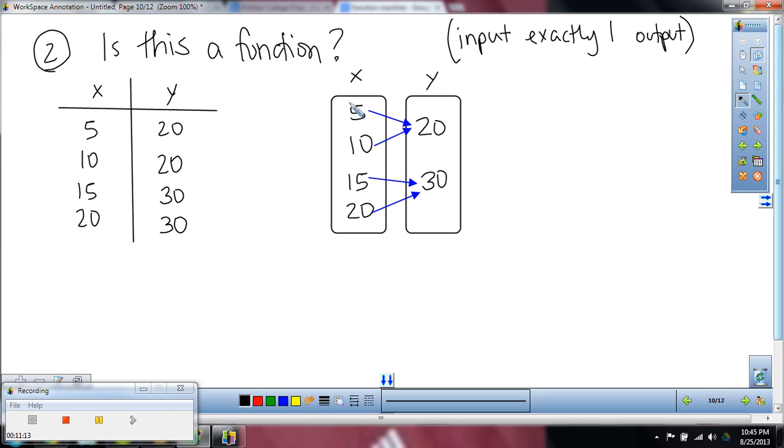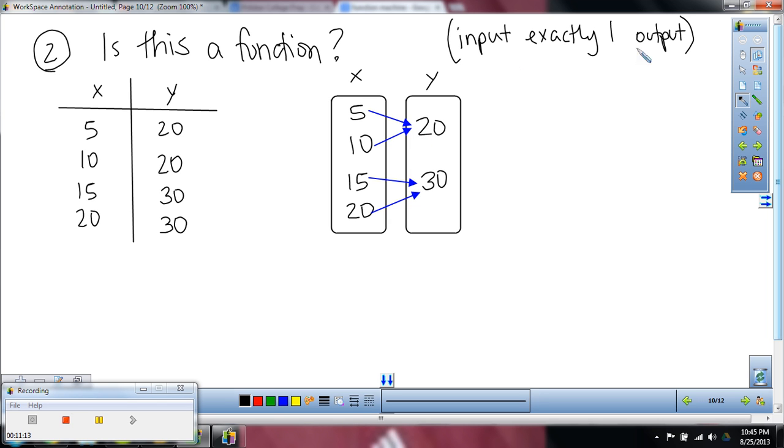Alright, so 5 is my input. Does it have one and only one output? Yes. Alright, 5 is giving me 20. It's not going to more than one place. Does 10 have exactly one output? Yes, I'm plugging one thing in and I'm getting exactly one thing out. I need to check 15. Does 15 have one output? Yes, it does. Does 20 have one output? Yes, it does. Right, now this can be confusing because we're like, okay, well in the last one, anything that had 2 arrows wasn't, and now it is.